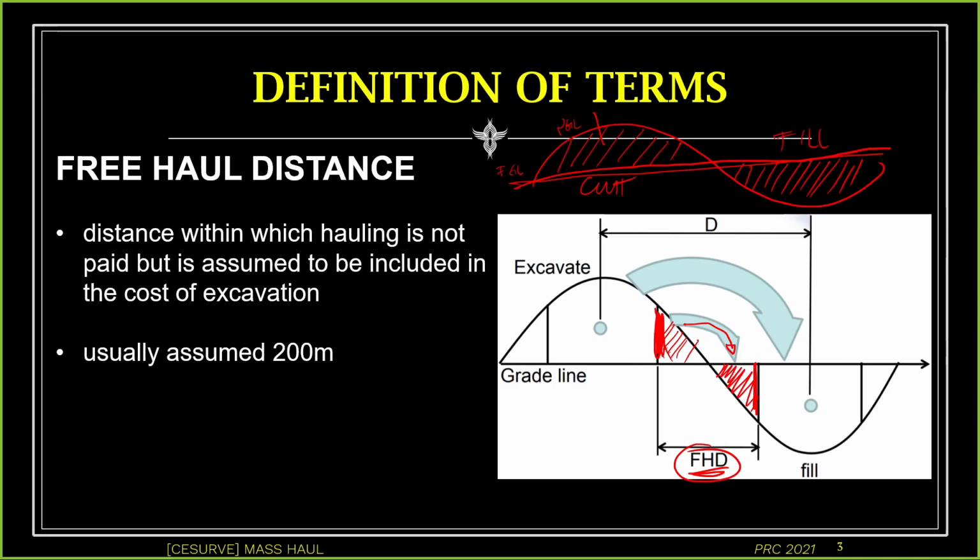So, dito, we can assume that the FHD is 200 meters, pero minsan kasi masyado malayo na yung 200 meters. So, practically speaking, it could be 20 meters or 50, 100, pwede pa. So, depende sa rate ng paghuhukay and yung kung gaano yung mga expense sa earth. So, yun yung consideration for that.